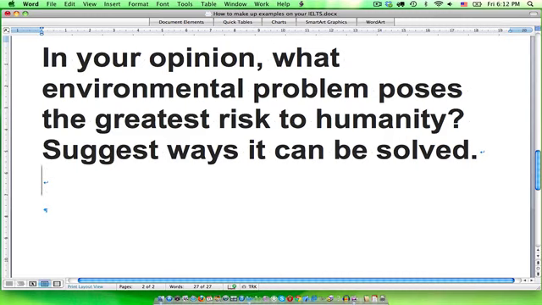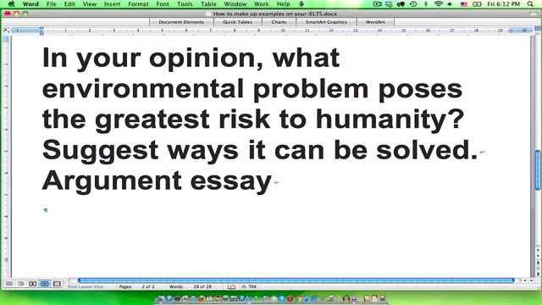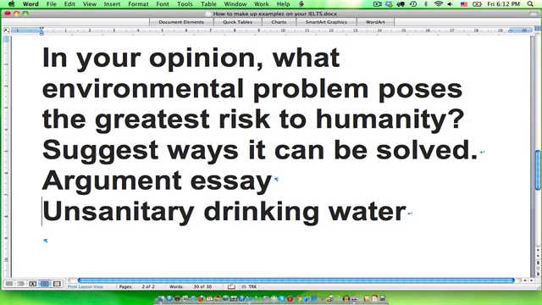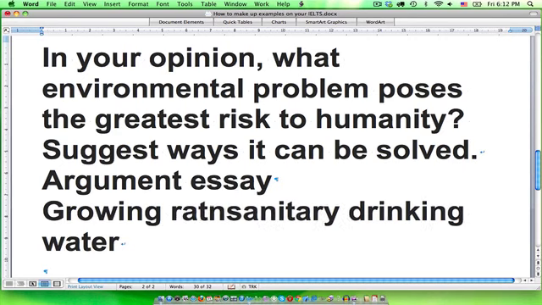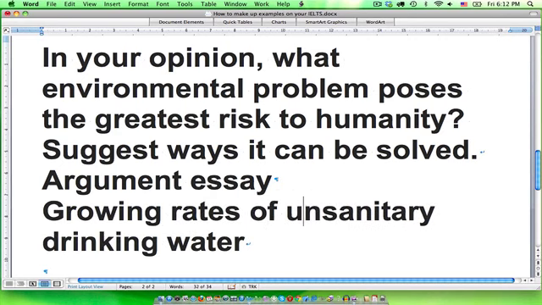So let's go through the motions that we would exercise when in the examination room. So we see this question, we've decided that we are going to write an argument essay, and now we need to decide what specific environmental problem we are going to focus on in the essay. So for the sake of today's lesson, let's go with unsanitary drinking water, or maybe we could word it growing rates of unsanitary drinking water. Okay, that's the main problem we're going to look at.